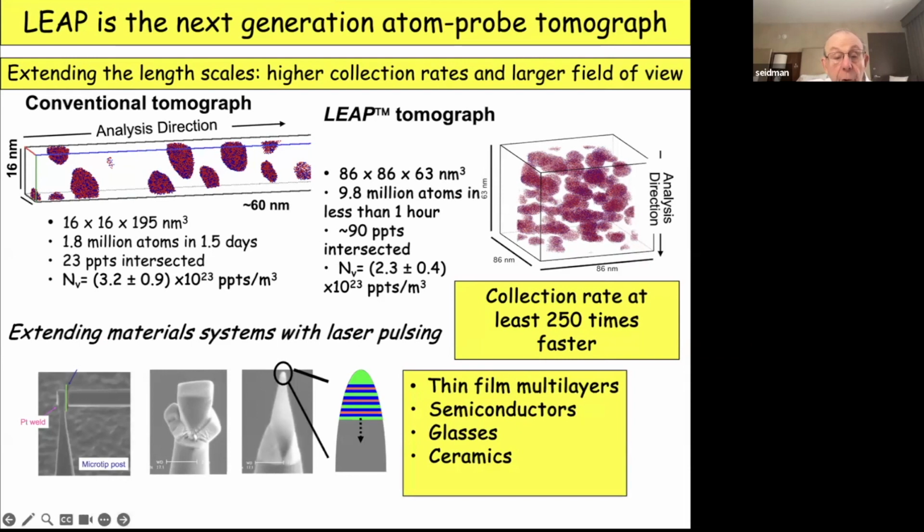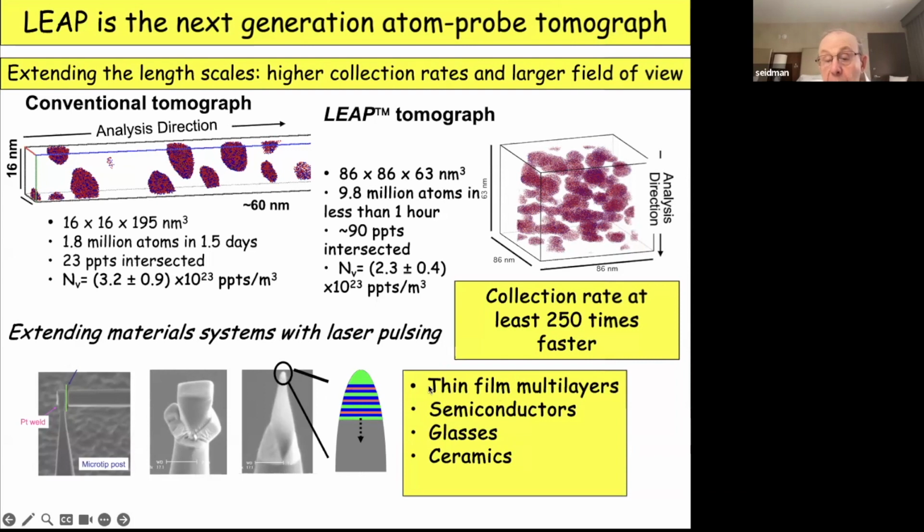Now we can extend all of this with laser pulsing. And over here you see a microtip post. This is the microtip post. And we cut out a piece of material which has this shape here. And then we can glue it with platinum as a weld to this silicon micropost. And here is my tip over here. And you can see in this region here, if I blow it up, it has layers of different material which are indicated by different colors.